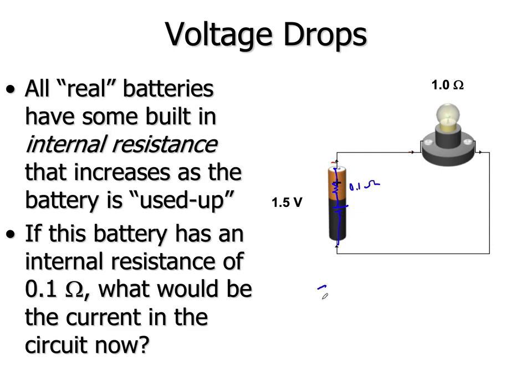So solving the current in the circuit right now, it would be V over R, or in this case 1.5 over the total resistance, which is going to be 1 plus 0.1, or 1.1 ohms. Grabbing your calculator, I'm grabbing mine, 1.5 divided by 1.1. Sorry, my calculator wasn't ready for me. I get the current in the circuit is about 1.36 amps.